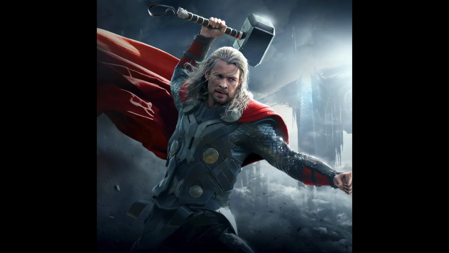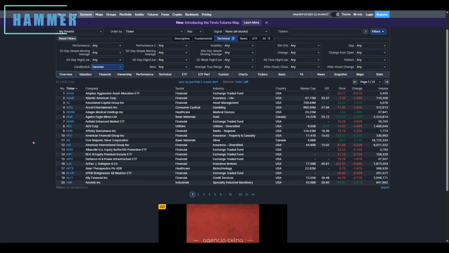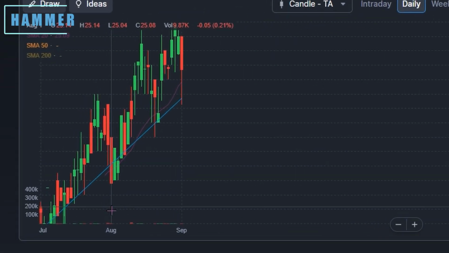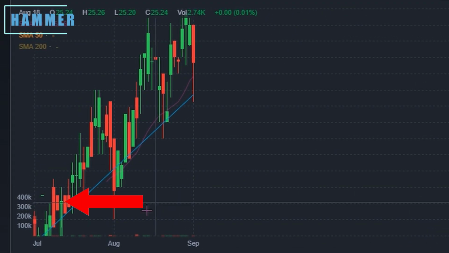Let's move into one of the most useful patterns for swing traders, in my opinion, and that is the hammer candle. I love hammer candles because they show clear rejection of lower prices. Now, if you go on the chart, you see this big red move down, the stock is bleeding, and then we get this small green candle with a long wick underneath.